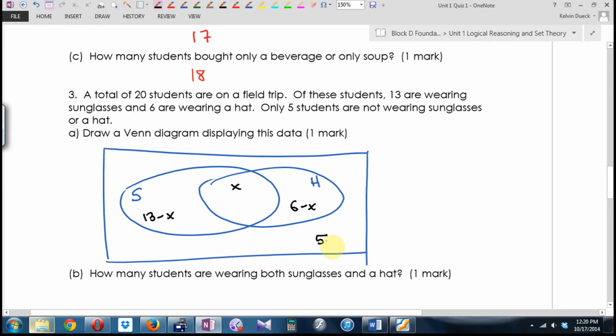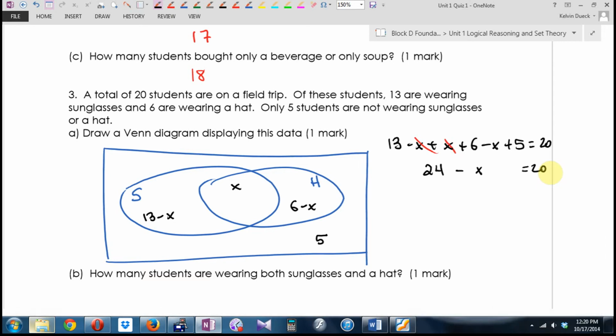Now I get my equation. 13 take away X plus 6 take away X plus 5. That has to equal, please tell me, 20 kids. Woohoo! 13 plus 6 is 19 plus 5 is, I think you get 24. Take away X is 20. Alyssa, I think I can solve that in my head. 24 take away what is 20? What's X? X is the same as?